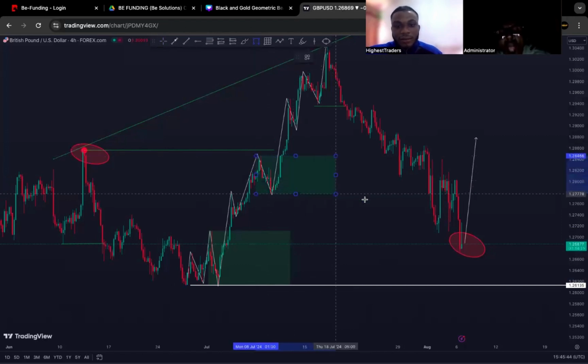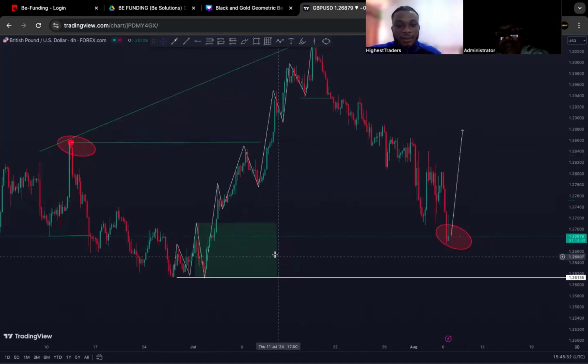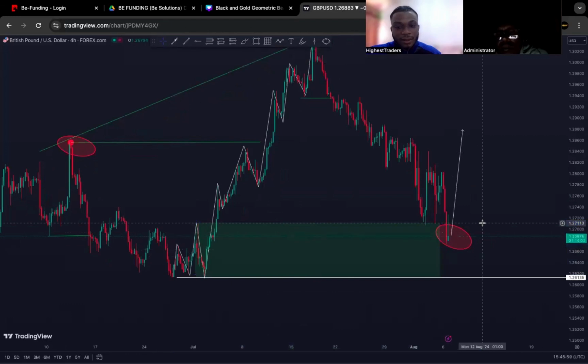So we also have this one here. Obviously, price failed it, so we are not going to pay attention to it. Then the next thing is this particular one. This is the one we are paying attention to, and this is where price has been reacting from currently. This is the extreme point of interest. It's an extreme point, right?